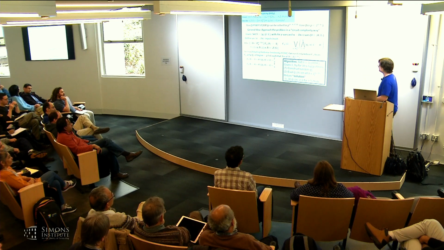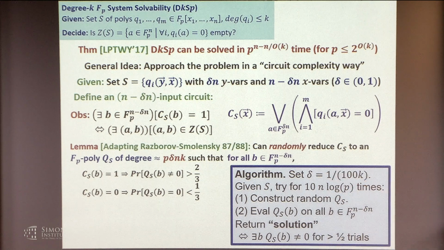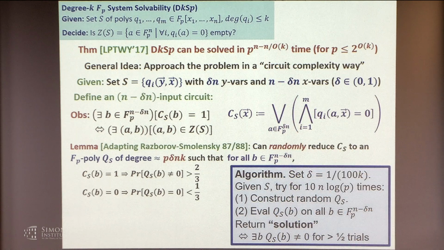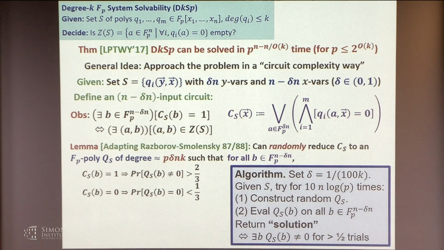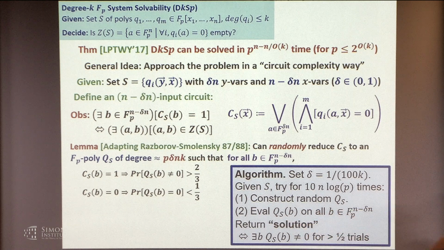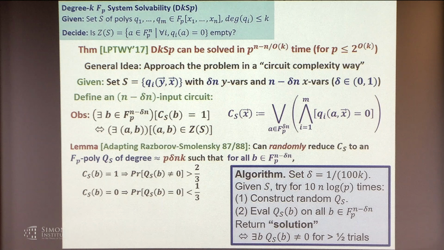So here's the algorithm. We set our parameter delta to be, let's say, 1 over 100k. We're going to end up getting some algorithm like this, so that 100 will end up going there. Given our set of polynomials, we repeat the following some constant times n times. We want something that holds for all the b's, a high probability statement for all the b's. We draw a random q sub s independently for each trial, and then evaluate that q sub s on all possible points b, all p to the n minus delta n points.